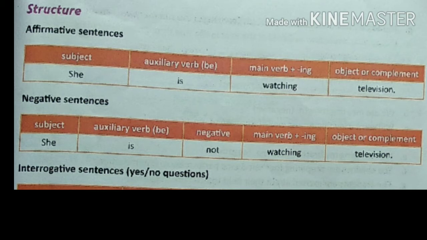As we know, the structure of the sentence is, in affirmative sentence, the present continuous structure is subject plus is, am or are, that is helping verbs, plus ing form of the verb, and if there is an object in the sentence, object. That will be the structure of the sentence. And in negative, it will be subject plus is, am or are, plus not, and ing form of the verb, plus if there is an object, it will be object.